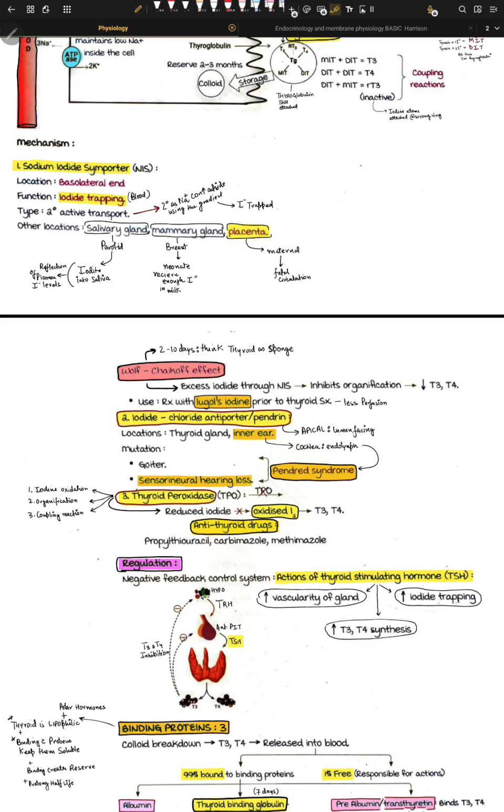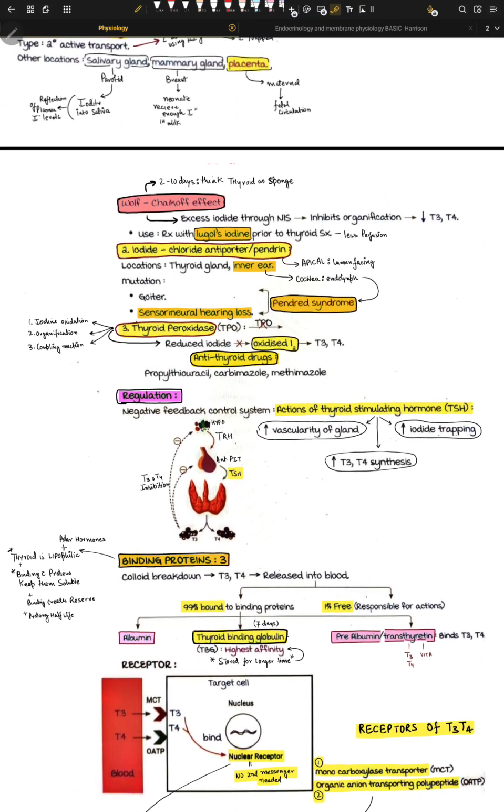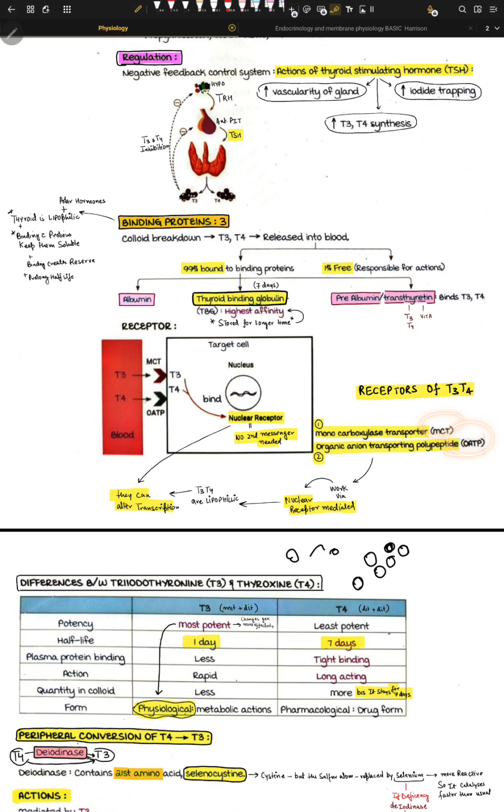And I hope you understand thyroid peroxidase, TPO. I hope you understand the negative feedback loop. Most homeostatic regulation is negative in terms of endocrine function. Okay, I hope you understand binding proteins. What are the binding proteins? Why do we need binding proteins? There is only one important binding protein, that is thyroid binding globulin. The others are albumin and pre-albumin, right? I hope you understand MCT and OATP. OATP is for T4, MCT is for T3.